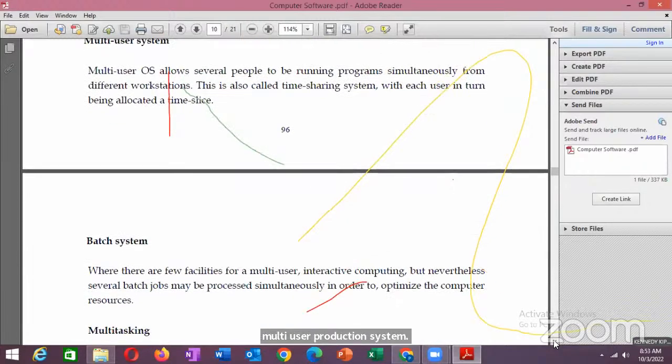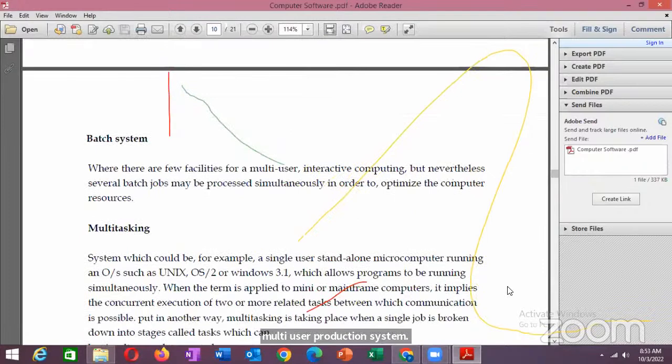Then we have what we call the batch, where there are few facilities for multi-user interactive computing, but nevertheless, several batch jobs may be processed simultaneously in order to optimize the computer resources.